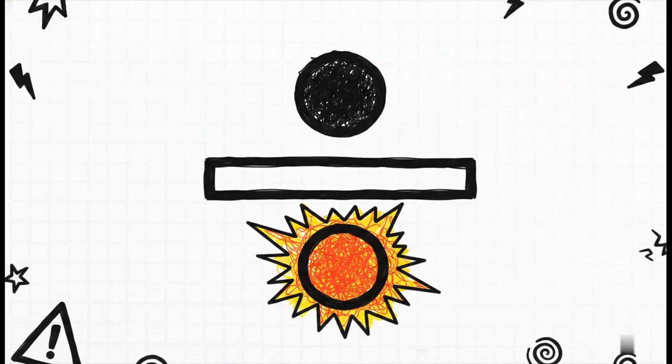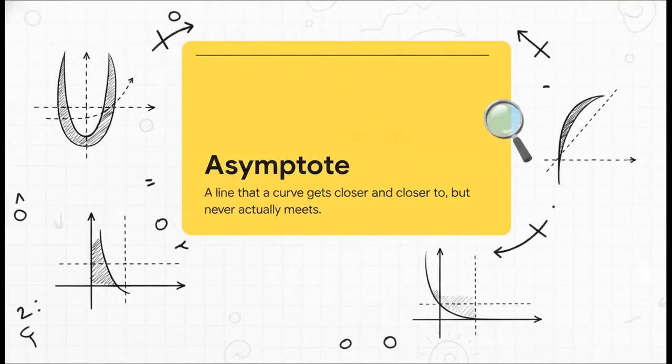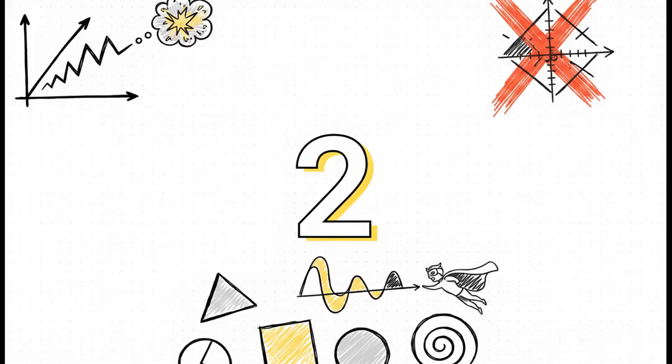Now, before hitting our top 2, we have to talk about a major danger zone, dividing by 0. That creates an asymptote. It's basically an invisible force field your graph can get super close to but never touch. Which brings us straight to the ultimate rule breaker at our number 2 spot.